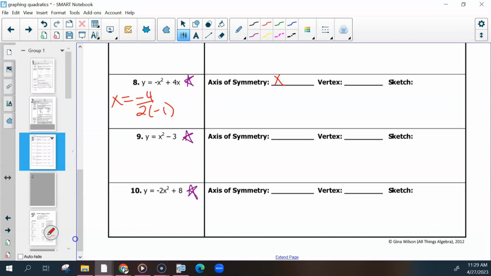Positive 2. So x equals 2. And then put that into all of your x values to find your y value. What would your y value be? So your vertex is (2, 4). Draw in that sketch.